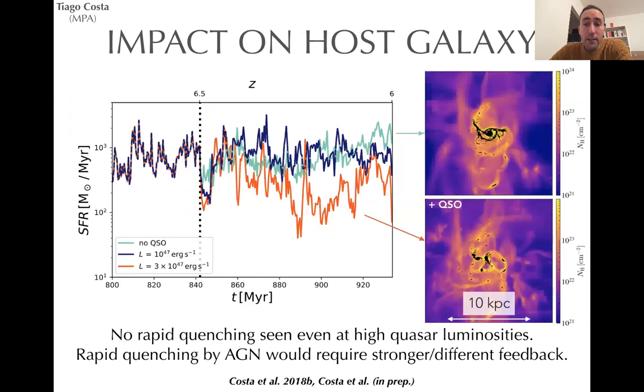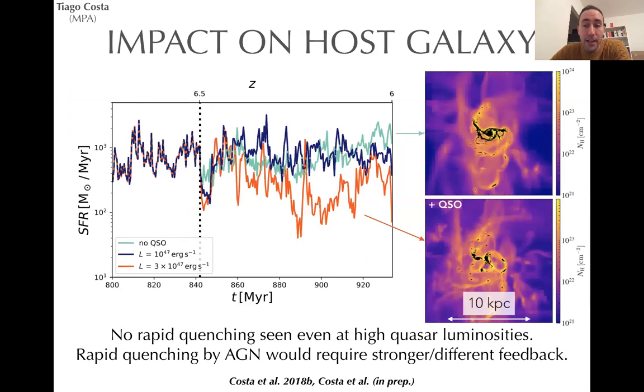We've also tried to look at the impact of these outflows on the host galaxy. And what we find is that they have a very modest effect on the star formation history in the short term. This shows you the star formation rate on the y-axis as a function of time. The green line shows you what happens if there's no quasar, and the other lines show you what happens when you add very bright quasars, the orange being a quasar with a luminosity of 3 times 10 to the 47 ergs per second.